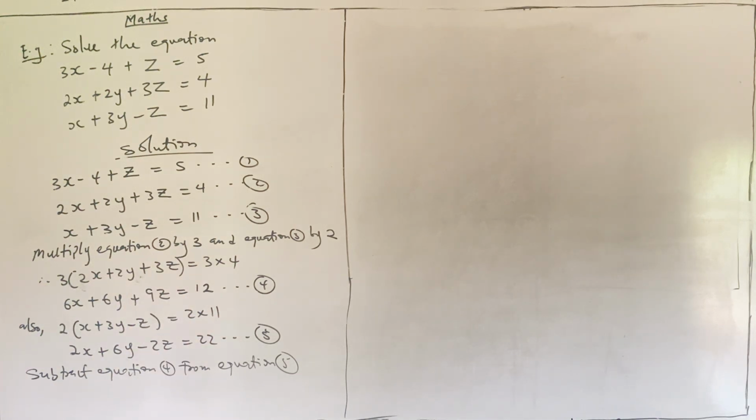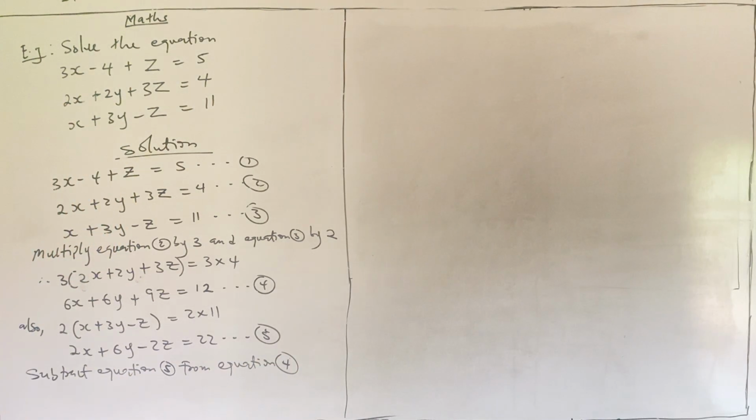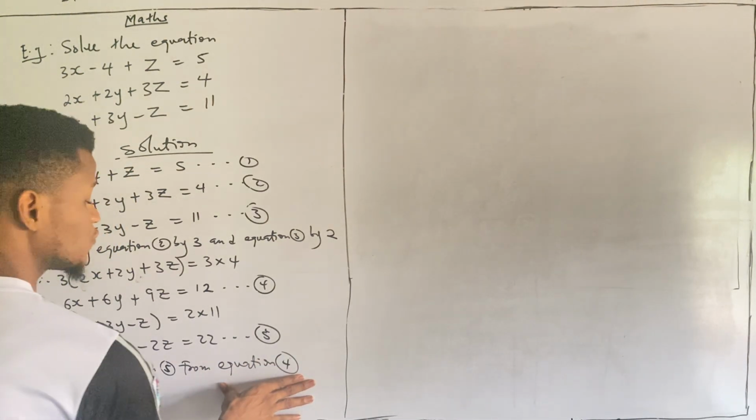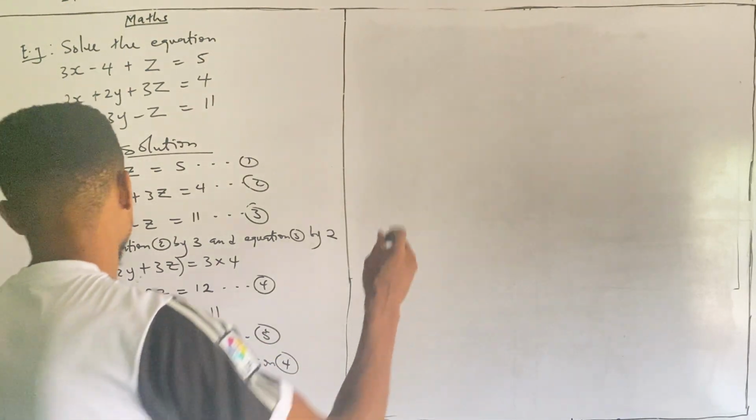Alright? It's true that 22 is bigger than 12, but we have bigger terms here. So we can say subtract equation 5 from equation 4. If we are subtracting equation 5 from 4, we will start with 4, because it's 4 that we are subtracting from.